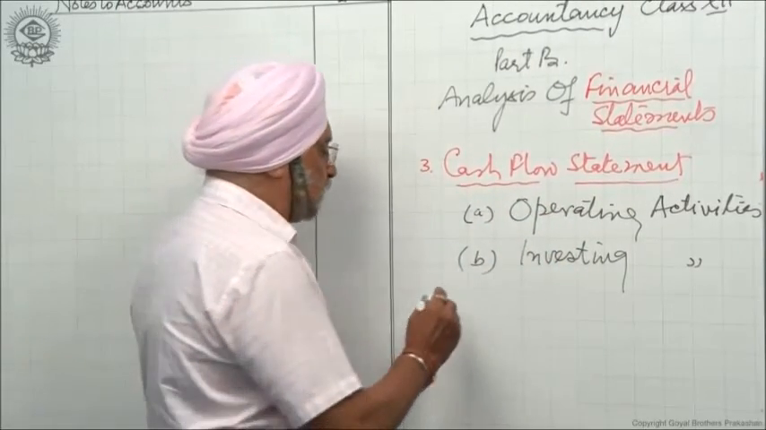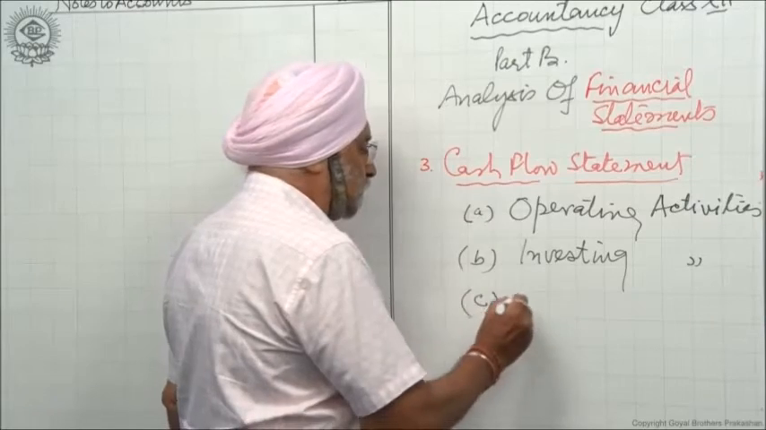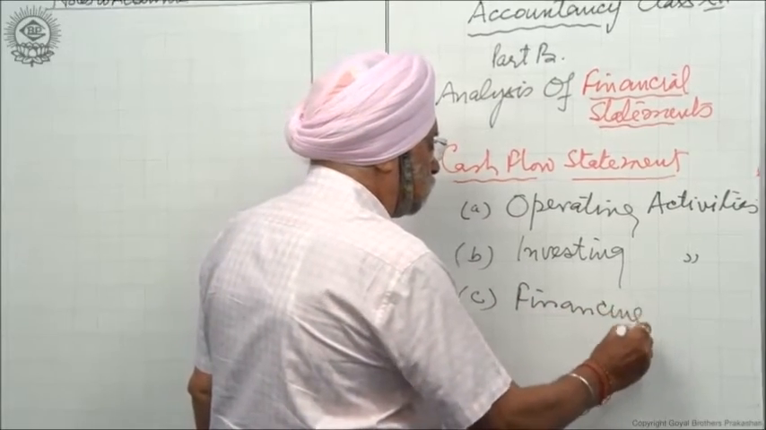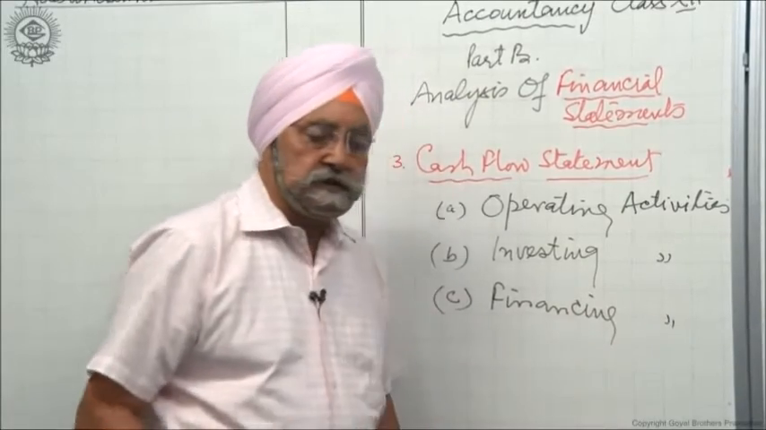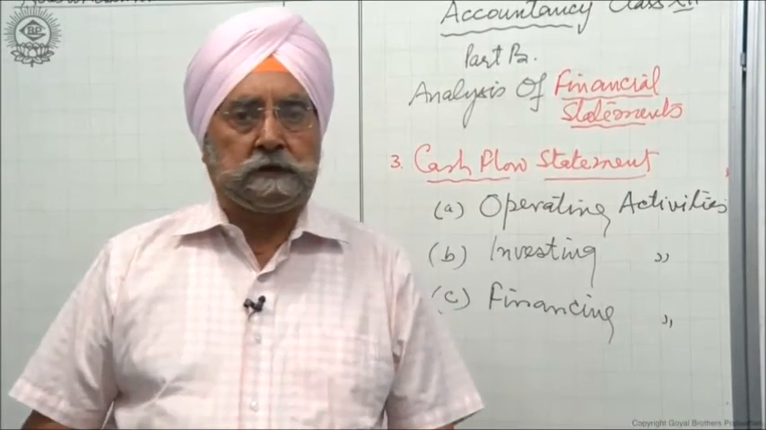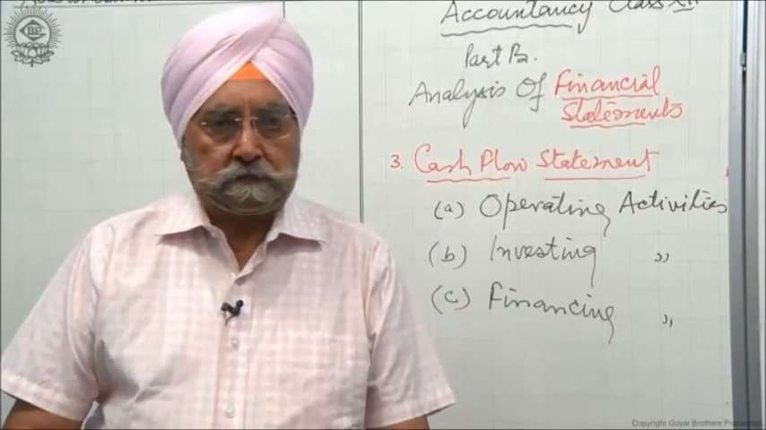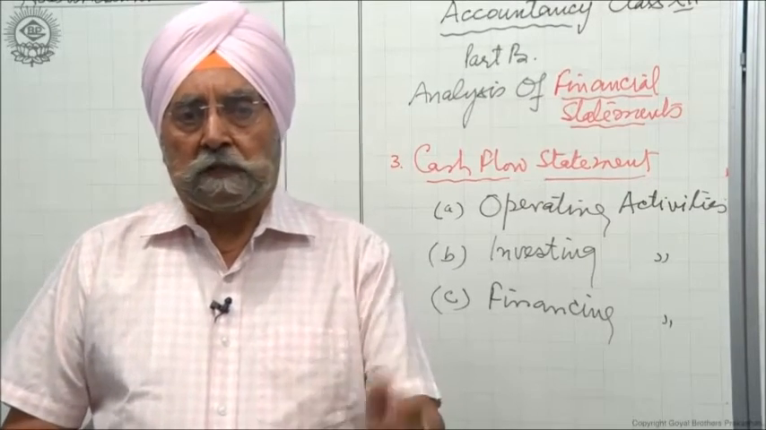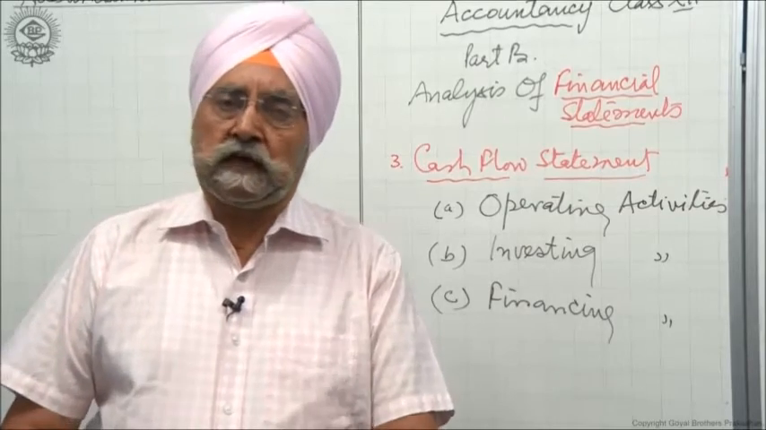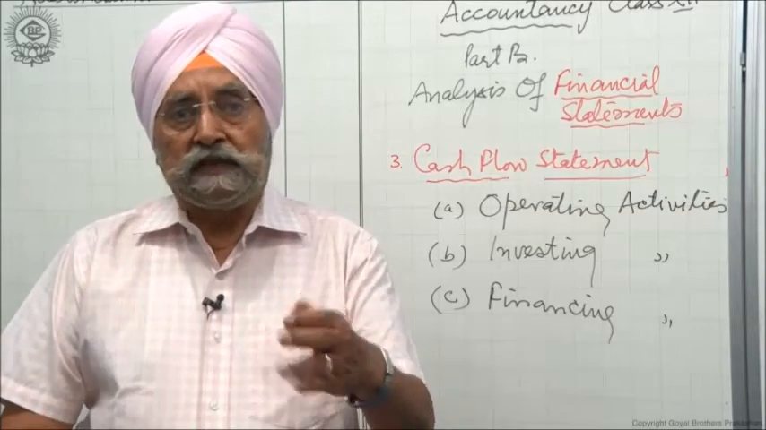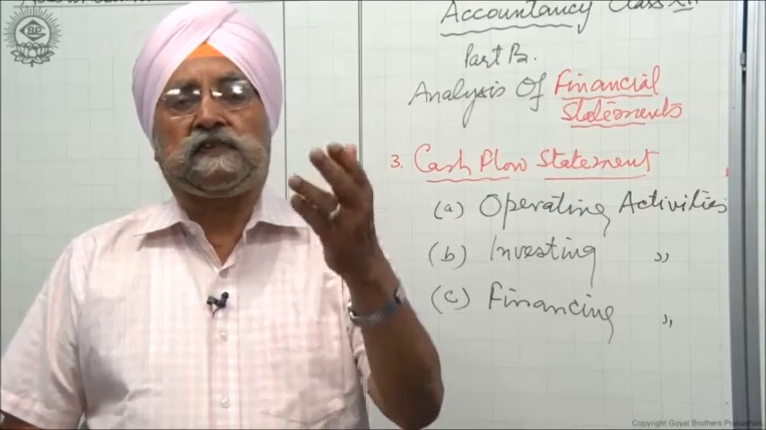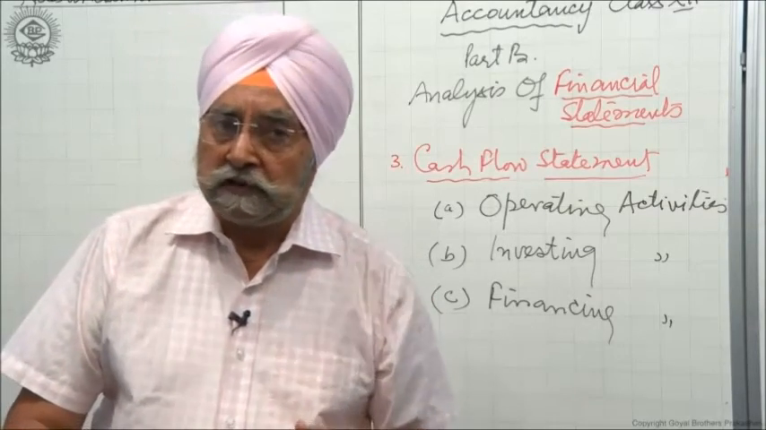Third and the last is financing activities. Financing activities relate with providing capital, getting loans, paying back the loans. These are financial activities. Paying interest on the loans, paying dividend to the shareholders. These are financing inflows and outflows.